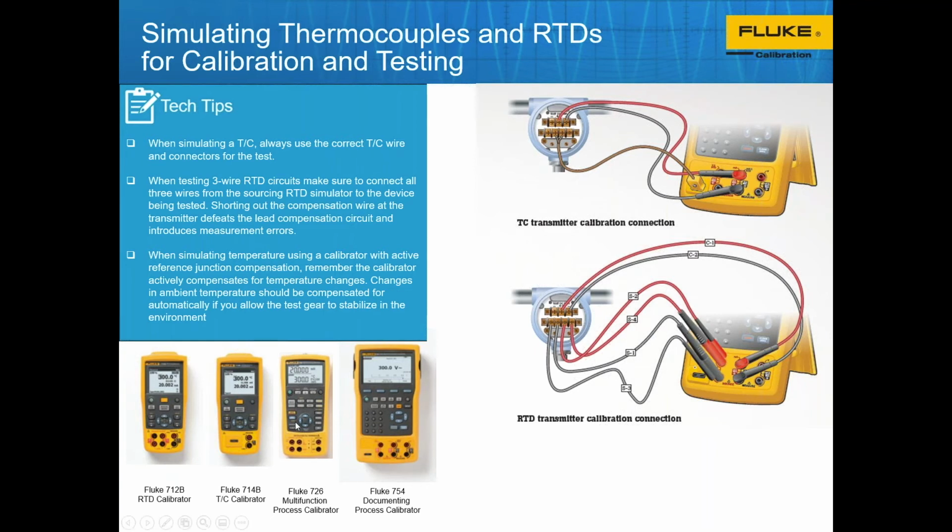Another takeaway for RTDs is most RTDs are either done in 3-wire or 4-wire configurations. So know your configuration design of your transmitter, what your transmitter is expecting, and make sure that when you are simulating into the device that you're using the appropriate connections, so 3-wire or 4-wire. And doing so, don't jumper at the transmitter and then take a set of wires back.